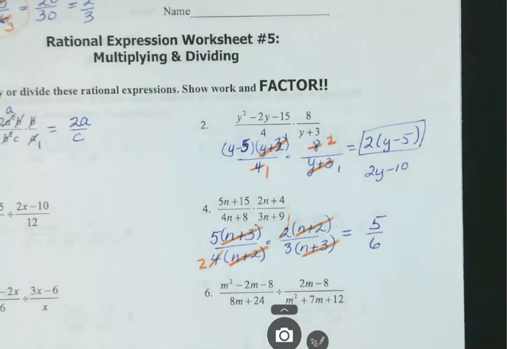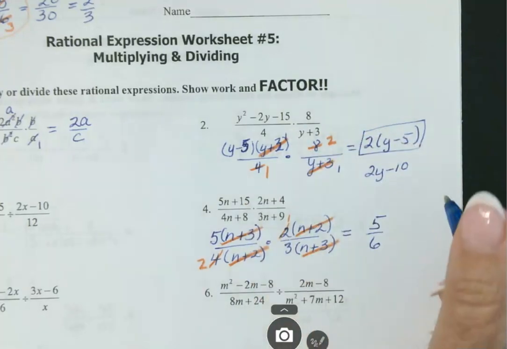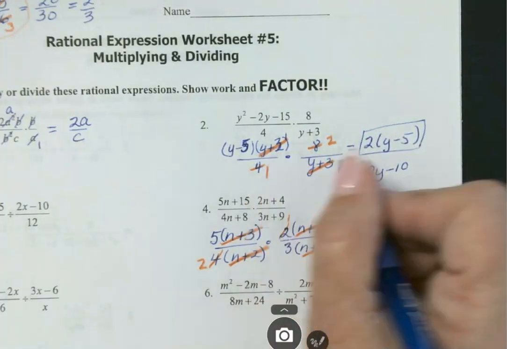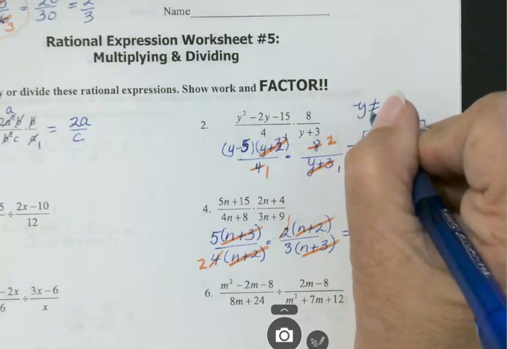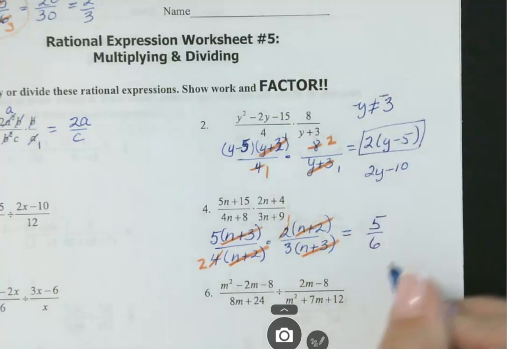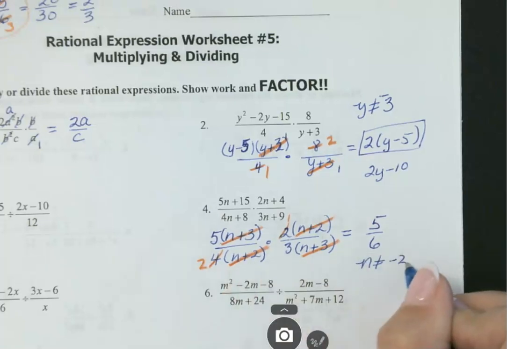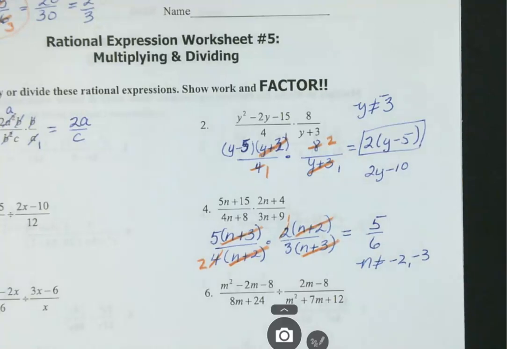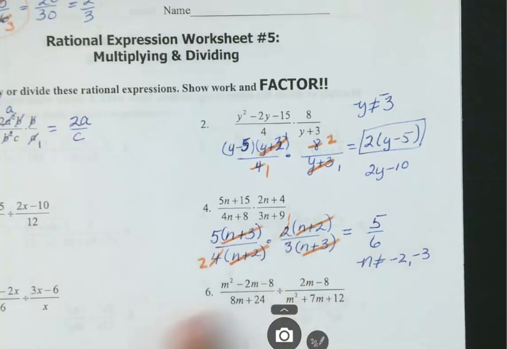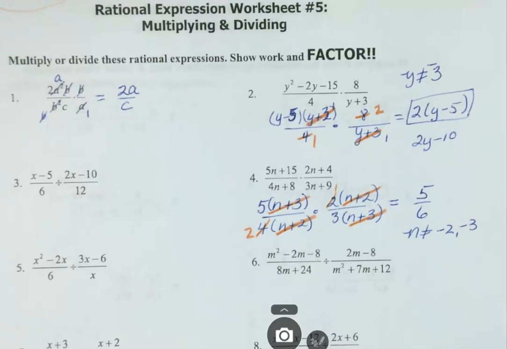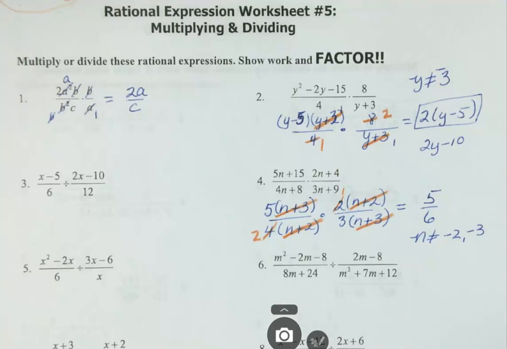Okay? Now, one thing I do need to back up, because I was looking at this other stuff and I wasn't focused on talking about what it couldn't equal. But in this case, y could not equal negative 3. And here n cannot be negative 2 and negative 3. Okay? So you're going to do that same thing with all the multiplications. And the only thing that makes them harder is when they get to be trinomials. So it just makes the multiplication or the factoring just a little bit more difficult.